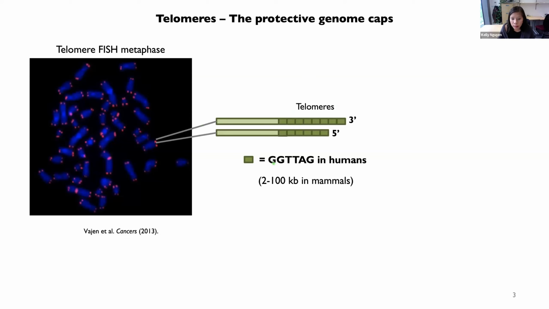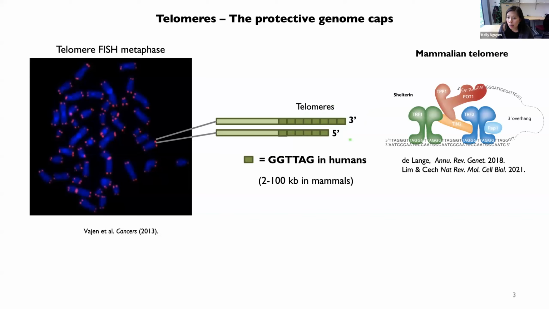And in human, this is 6 nucleotides, GGTTAG. And this can range between 2 kilobases to 100 kilobases in a mammalian cell. And it also has this 3' overhang, as shown here on the G strand.